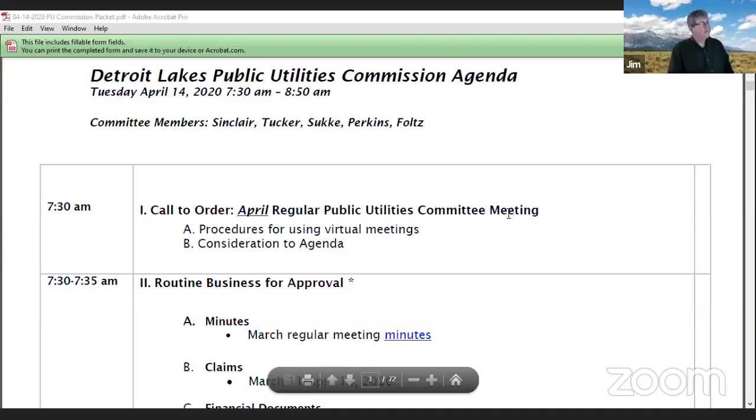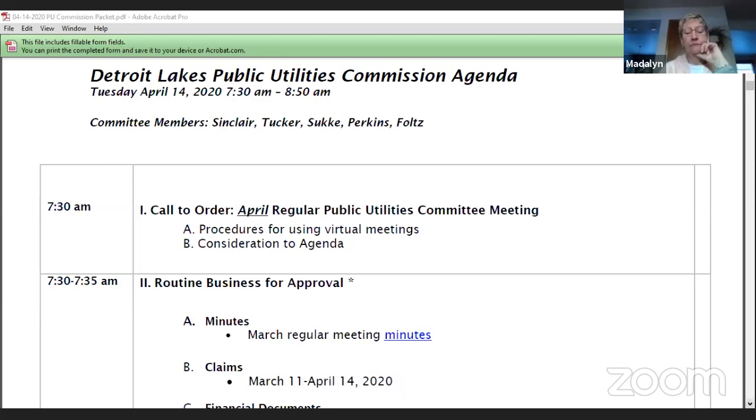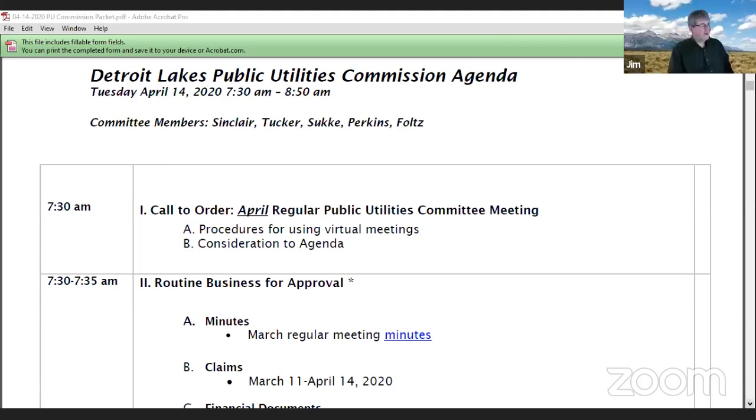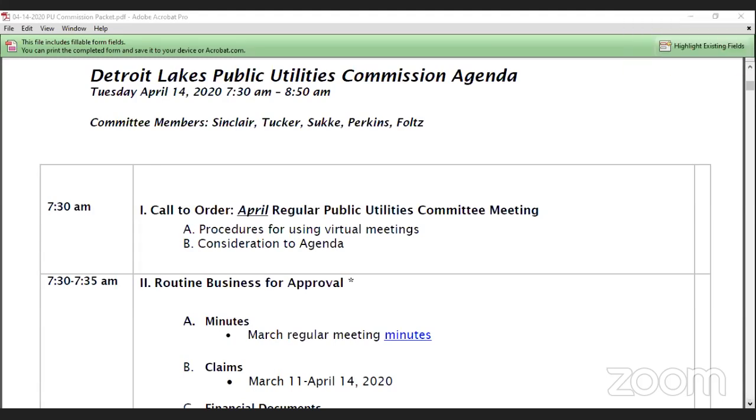Very good, Mr. President. I think we're ready to move on. Consideration of the agenda would be our first item. So if we can have a motion and a second to approve the agenda, or if there are any changes. Suki moves to approve. Perkins second. We have a motion and a second. Any questions? We'll call the vote with Vernell's assistance.